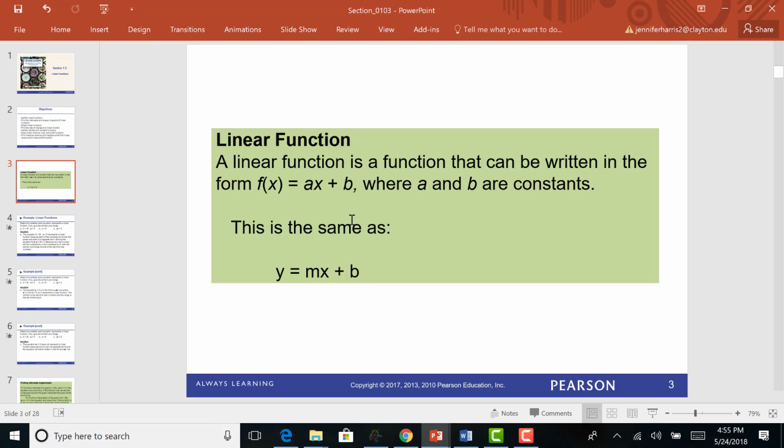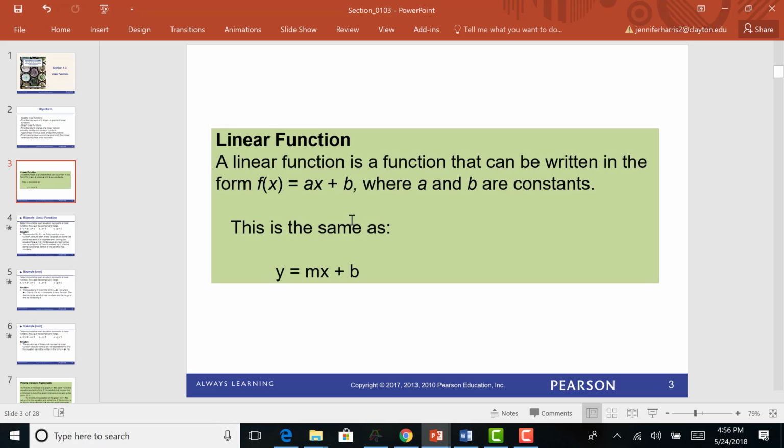A lot of times you're going to see your equations written like this, and a lot of times my math lab is going to ask you to write your equation like this. Could I write it with a fraction in it? Sure I can. It could be y equals 2/3 x minus 15. Is that in slope-intercept form? Yes, that's in the proper form.